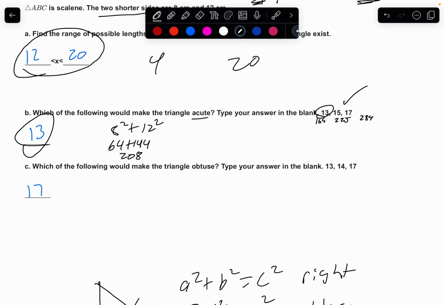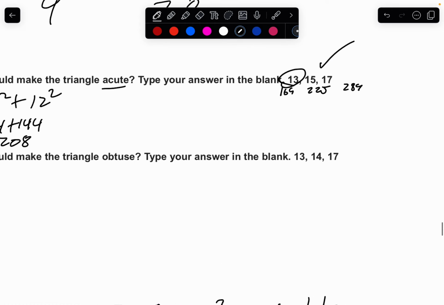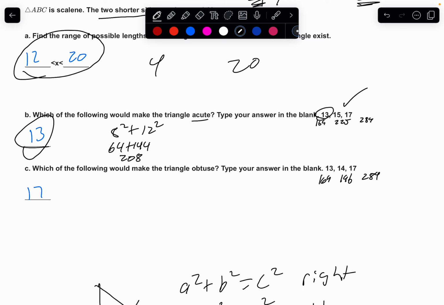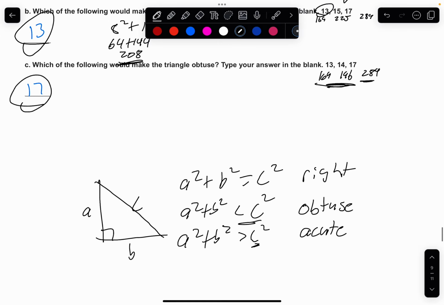Which of the following would make it obtuse? They changed the numbers on us, but this would be 169, 196, and 289. Well, if this is 208, both of these would be smaller than 208. Both of those would make it acute. 17 is the only one in the group that would make it an obtuse triangle. Obtuse, c squared needs to be bigger.